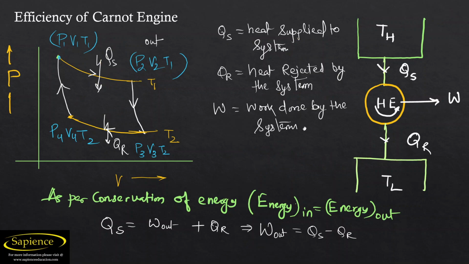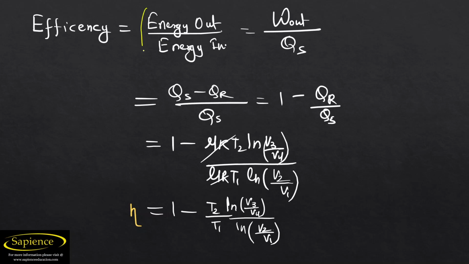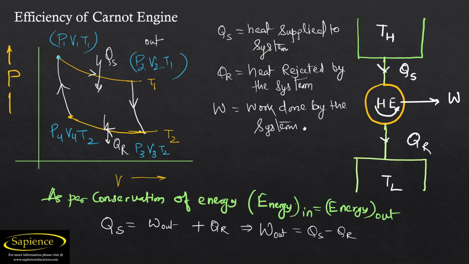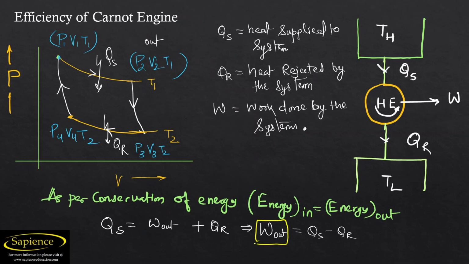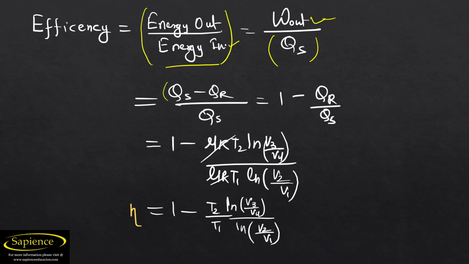So how will we find efficiency? Efficiency is equal to energy output divided by energy input. Our target is to get the work output, so we write work output, and the energy we are giving into the cycle is only Q supplied. We have already declared that work output is equal to Qs minus Qr. So we write Qs minus Qr divided by Q supplied, and finally 1 minus Qr by Qs.